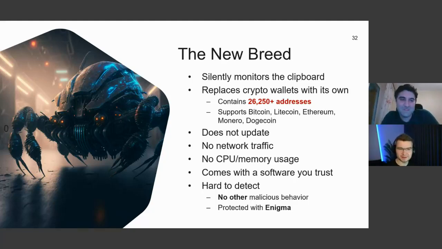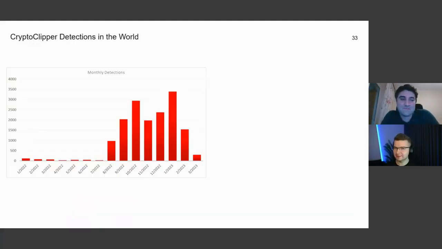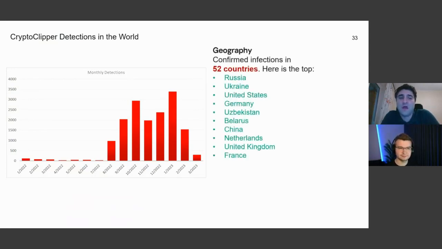What about the victims? How many have we counted? Can you talk about this? I think there was a peak of 3.5K victims at the beginning of this year, and in terms of victimology, we started to see victims starting from the second half of last year and up until now.